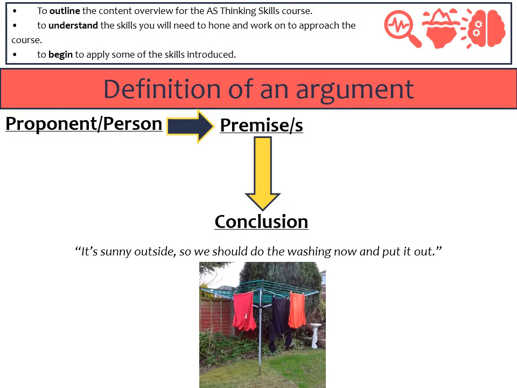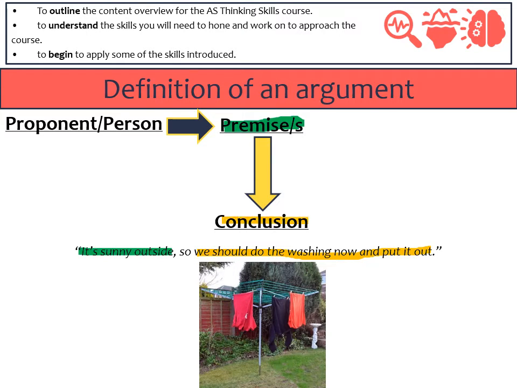This is one that I have a very regular argument with my wife about. It's quite topical at the moment because we had this argument yesterday. So this would be an example of an argument. It's sunny outside, so we should do the washing now and put it out. Now, if we're looking at what the premise is, that's the first part: that it's sunny outside. That's normally at the start of a sentence, but it doesn't always have to be. Then what we have at the very end is the conclusion: so we should do the washing now and put it out.